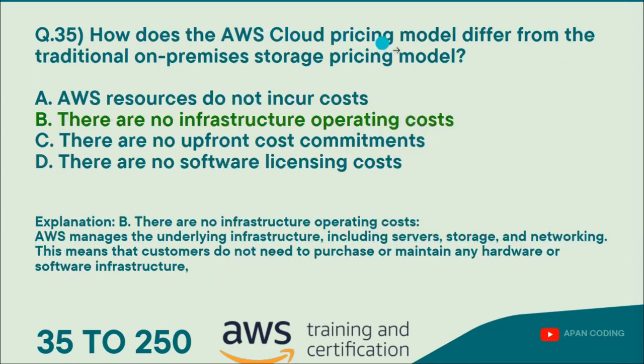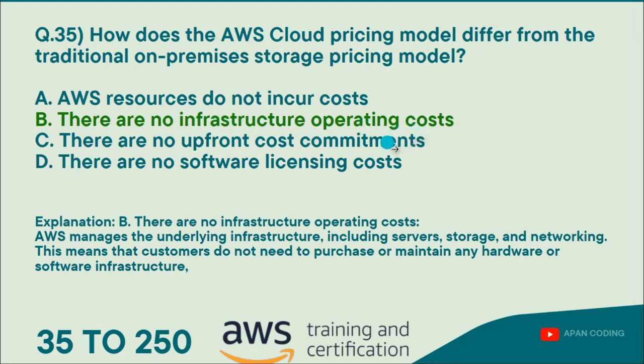How does the AWS cloud pricing model differ from the traditional on-premises storage pricing model? It's very different, friends, because on-premises is very costly and in the future you cannot increase the storage easily. But the AWS cloud pricing model is very different, because it is very flexible. After the storage is full, you can increase it, and you can take different storage pricing models. There are no infrastructure operating costs.